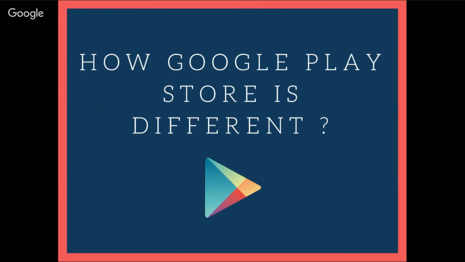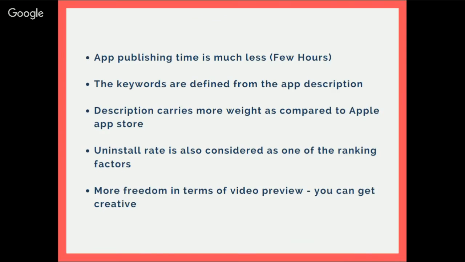Now, I'll slowly cover a bit about the Google Play Store optimization techniques, because there are some things different on Google Play Store as compared to the Apple Store. Till now, all the points that I've mentioned apply to the Apple Store and mostly do apply to the Google Play Store. But I just wanted to dedicate a slide to the things that are different for Google Play Store, such as app publishing time is of course less. So basically, you are live right on the day that you publish it. The keywords are defined from the app description.